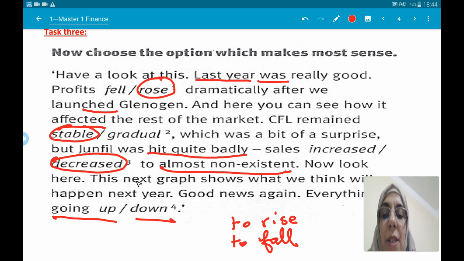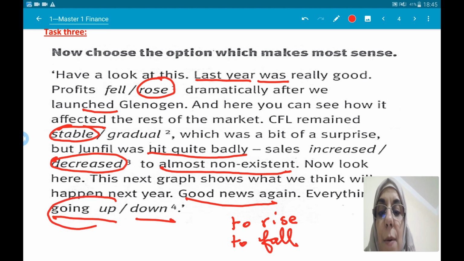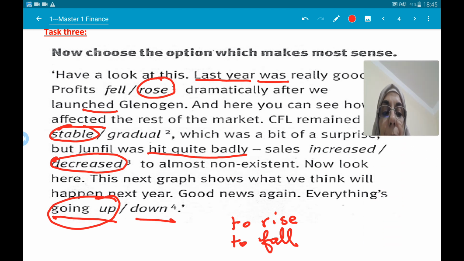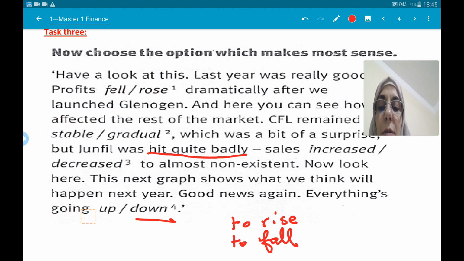Now look here. This next graph shows what we think will happen next year. Good news again. Good news, something good is going to happen. So everything's going up, not down. Everything's going up. Okay, something positive. This is the exercise. I will post the correction on the site.